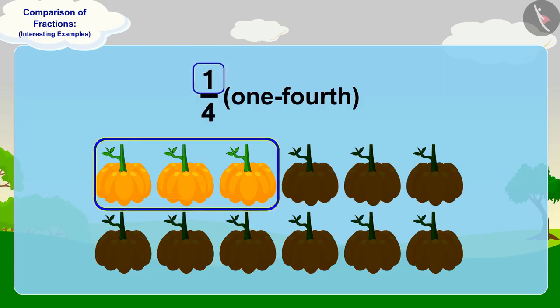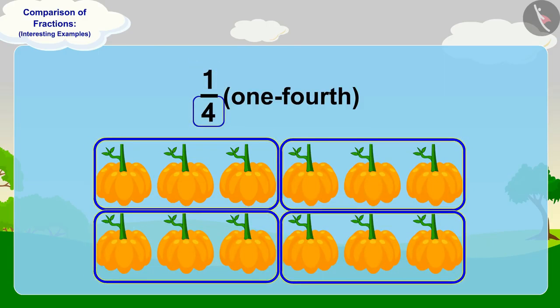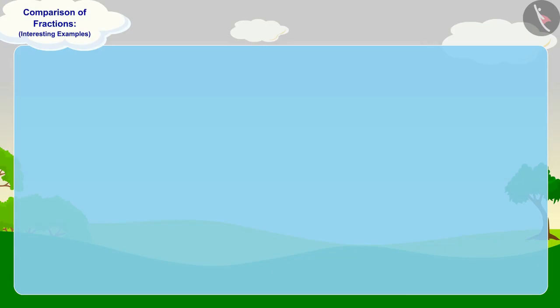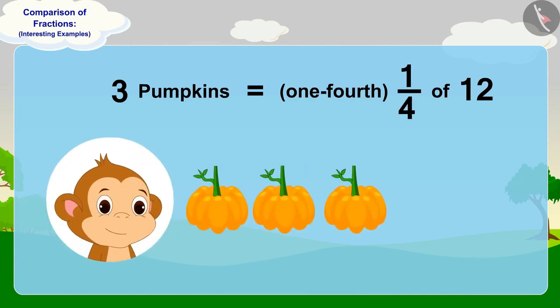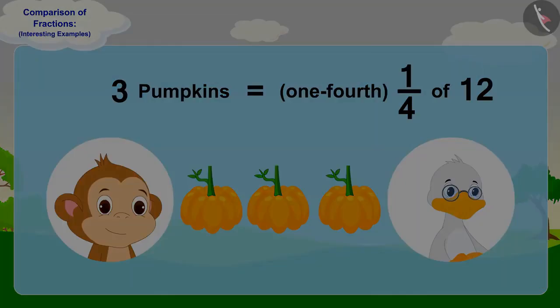Now, what will we do to get 1/4 part? Take one part out of these 4 equal parts. In this way, 3 pumpkins are 1/4 part of 12 pumpkins. Babban will give 3 pumpkins to uncle.